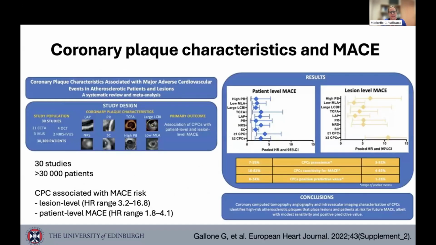And then there's been a nice meta-analysis done a couple of years ago, looking across all of the different imaging modalities, how do these high-risk features do in terms of prediction? They looked at 30,000 patients in 30 studies, and the presence of one or more of these high-risk plaque features was associated with an increased risk of subsequent events like MACE. Not perfect, but there was an increased risk in these patients across the different studies and different imaging modalities.